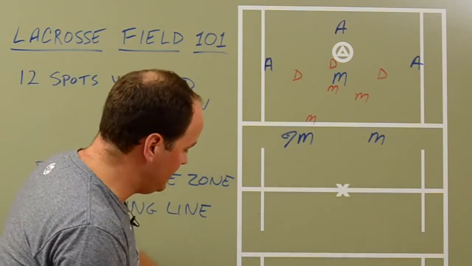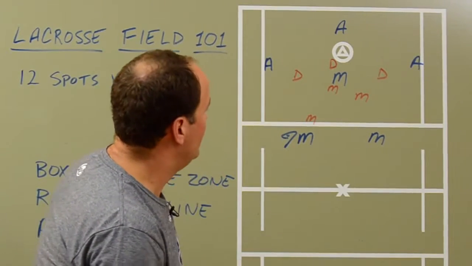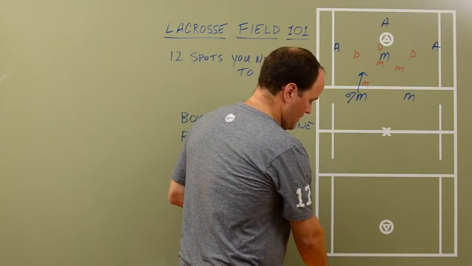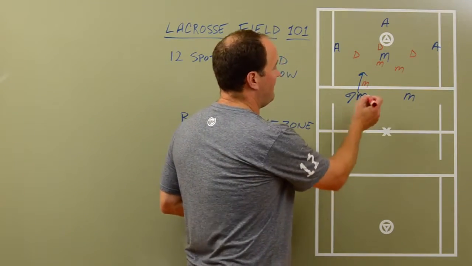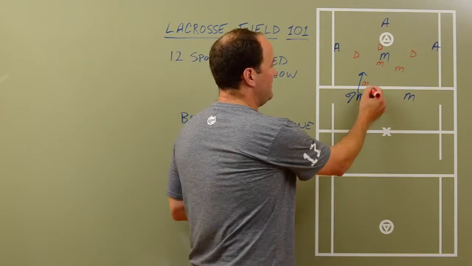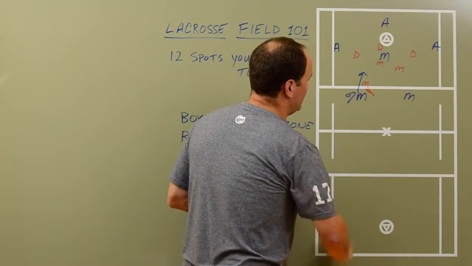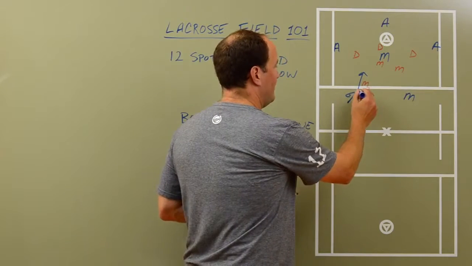Also, the alley is used if this midfielder is dodging. The red team may want to force him down the alley. So this midfielder might take away this side here and force the dodger not to be able to go to the middle of the field, but to go this way.